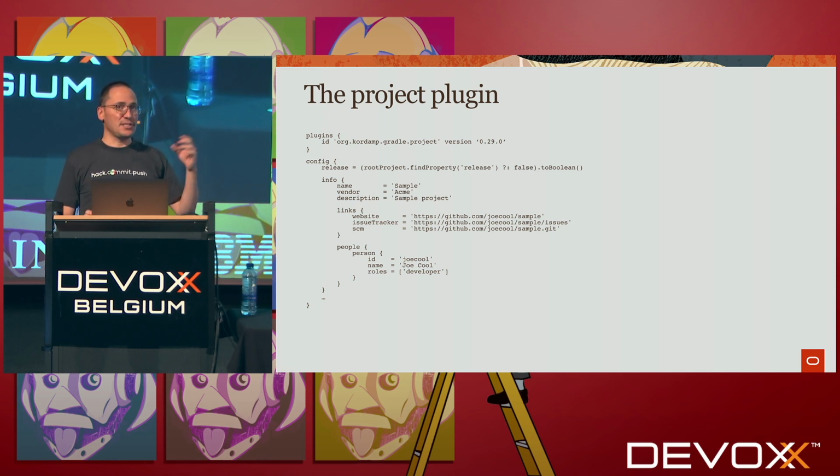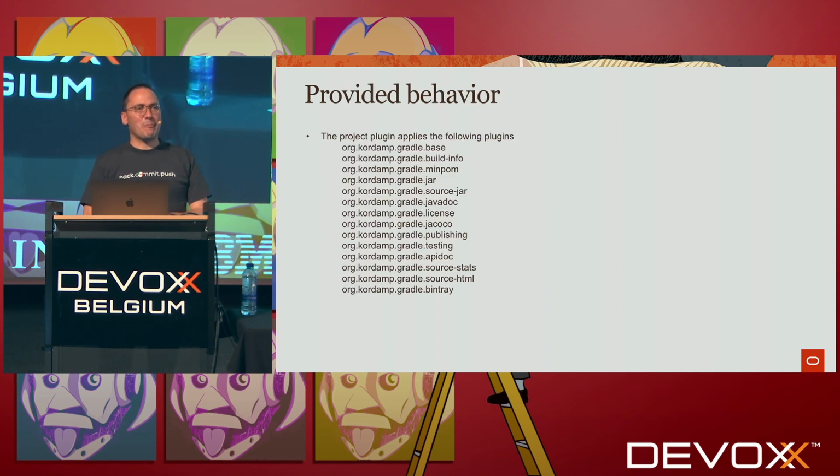Or you will see that there's a block for person and it happens to have a role of developer. This will be typically mapped to the developers block in the POM file. If you were to choose a contributor role, then that person will be mapped into the contributors block on the POM file. And there are many other entries that we can see. When you apply the project plugin, you get all this behavior out of the box.